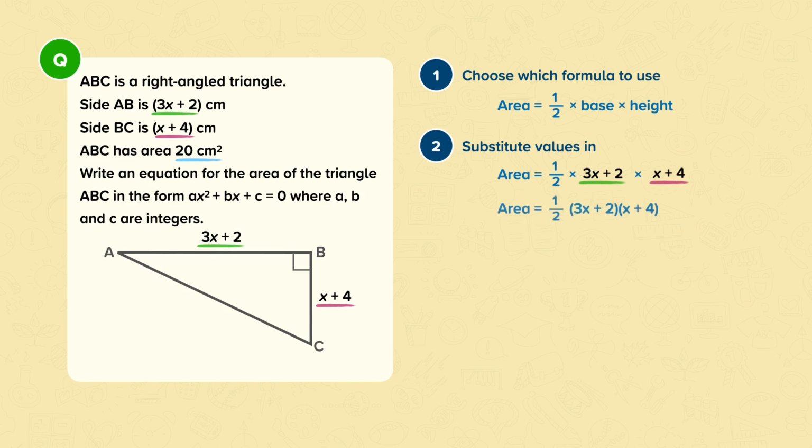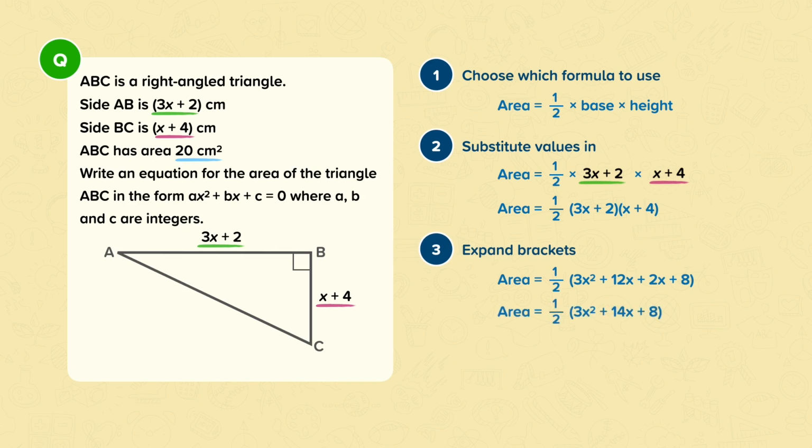Let's rewrite this using brackets like we normally see when multiplying expressions. And let's use the skill of expanding brackets to get this. And again, we'll collect like terms to get the area is half times 3x squared add 14x add 8. Multiplying the whole quadratic by a half means we just need to halve each constant. So we get that the area is 1.5x squared add 7x add 4.